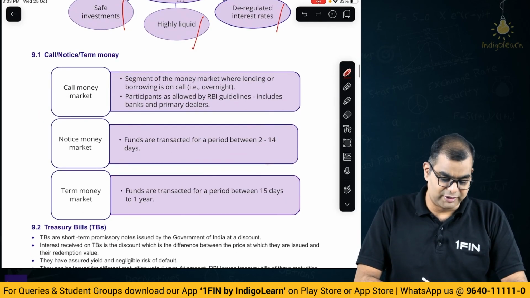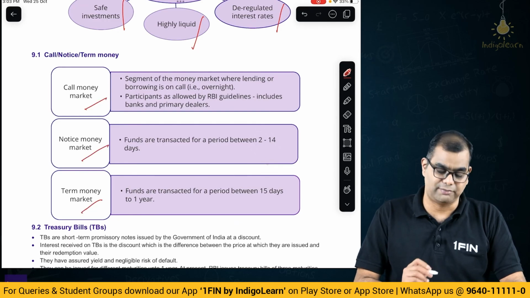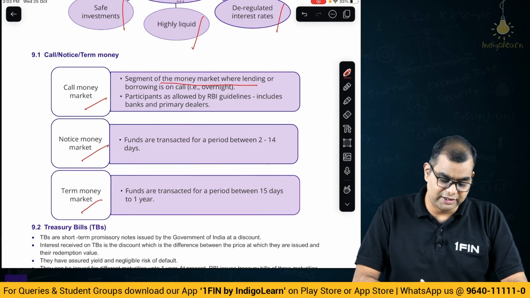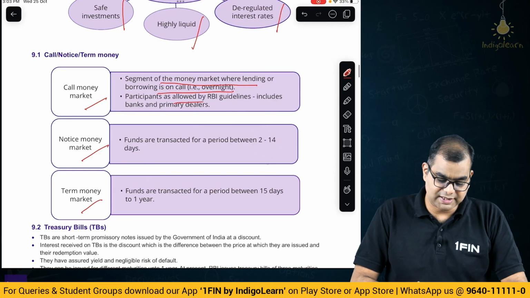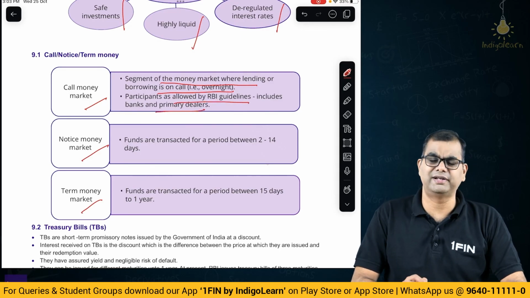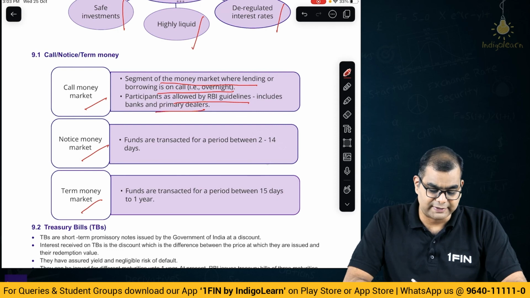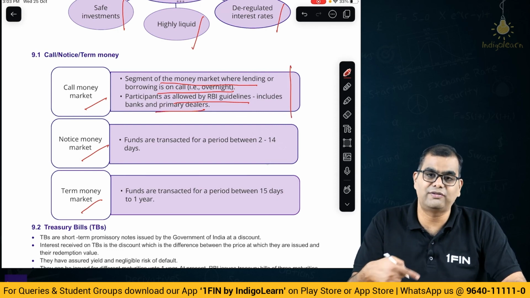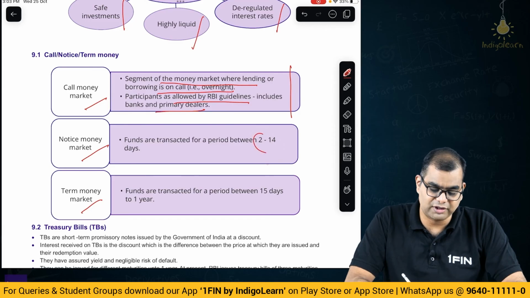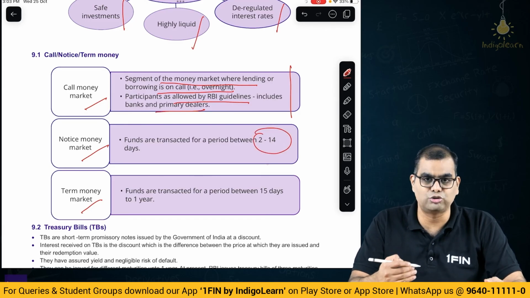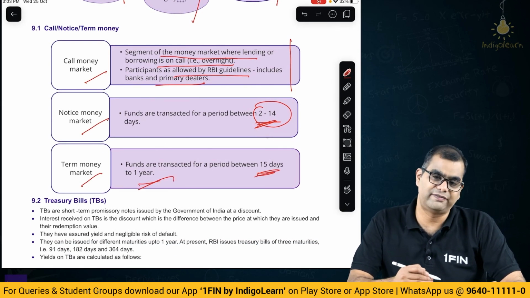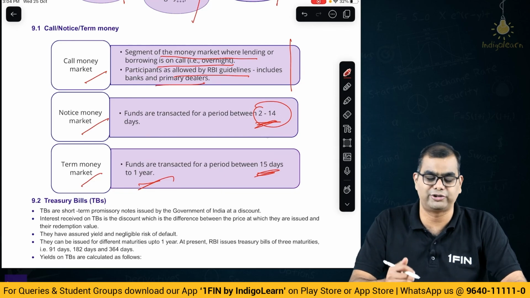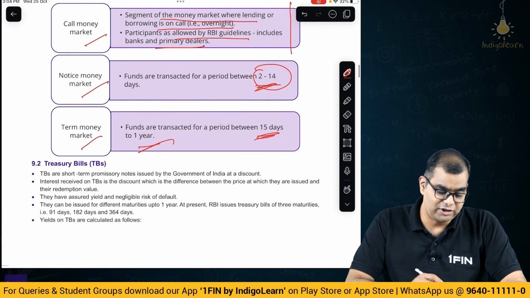So, there are three kinds of instruments specifically with respect to the interbank market. One is call money, second is notice money, and third is term money. Call money is the segment of the money market where lending or borrowing is overnight on call, that you call and say, I want my money back. Participants, as allowed by RBI guidelines, include banks and primary dealers, largely banks only. Now see, call money is renewed every day, whereas notice money is for a tenure of 2 to 14 days for a loan between two banks or two financial institutions. Term money is between 15 days and 1 year. So you have three different types of markets based on the tenure of the loan that you take between two financial institutions.